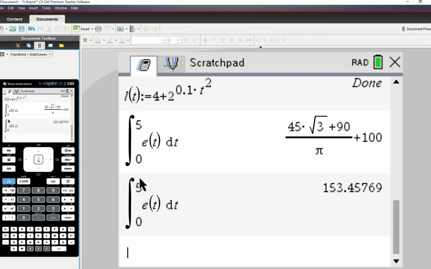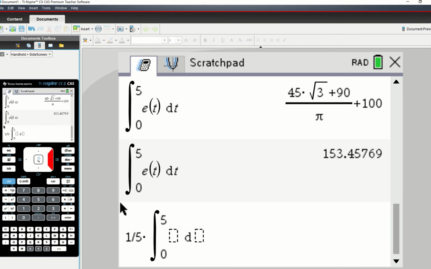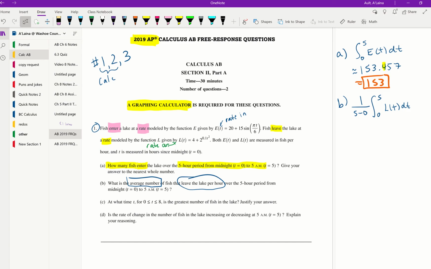And since I've already taken the time to enter in both L and E, it's pretty straightforward from here. So 1/5 times the definite integral from 0 to 5 of L of t dt. And I get 6.059. Now this one did not tell me to round, so I should not. This is all of the work I need to show for these two problems. All right, so when it's calculator active, you might have at times less work. You should still have something so they can tell what you're doing.